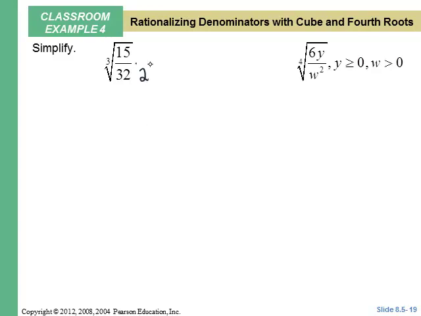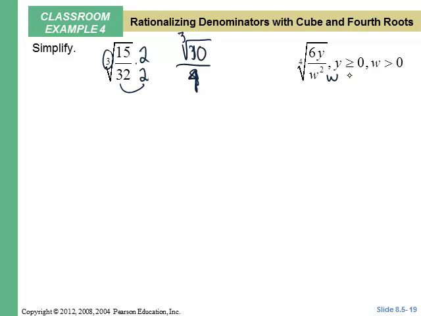Multiply top and bottom by 2. By now you should be getting used to seeing that this is a square root of 64, which is, cube root of 64 is 4. 4 times 4 times 4 is 64. I didn't see the cube root. And then 15 times 2 is 30. So it's cube root of 30 over 4.